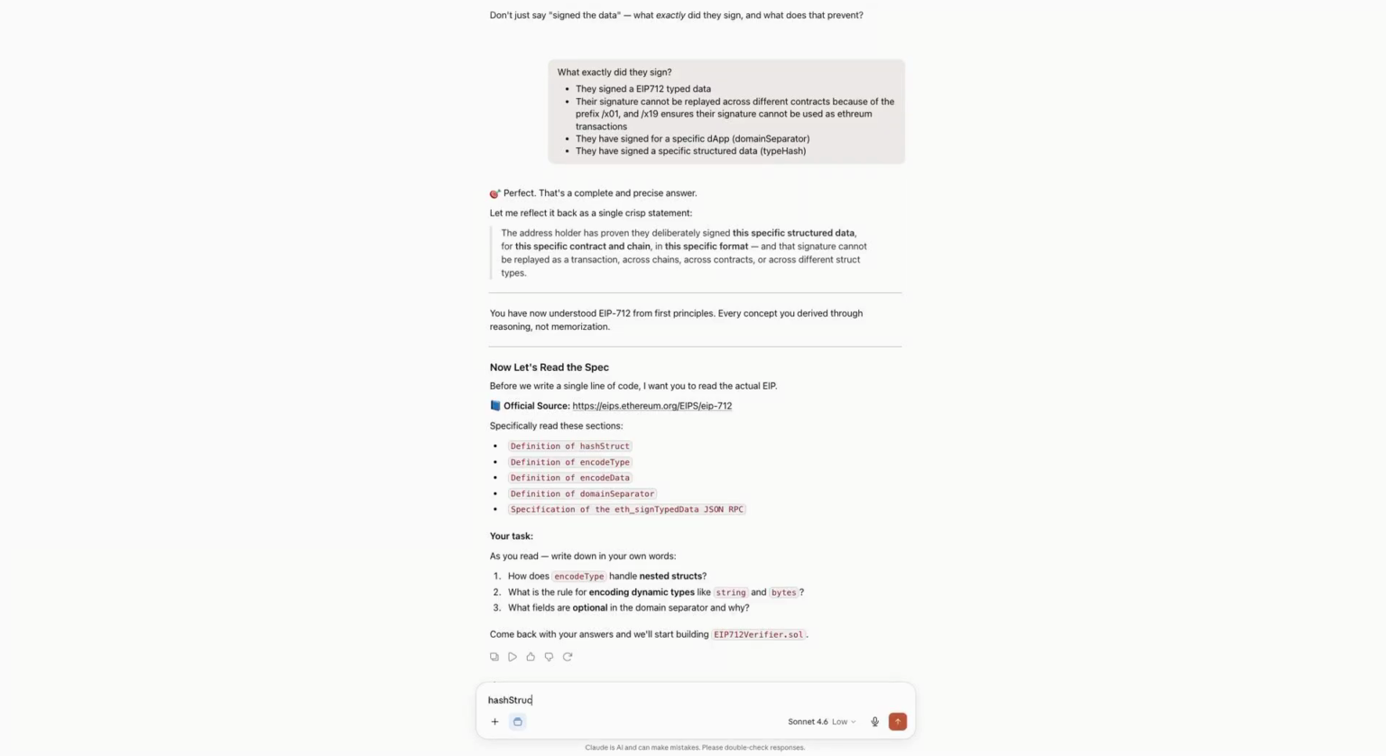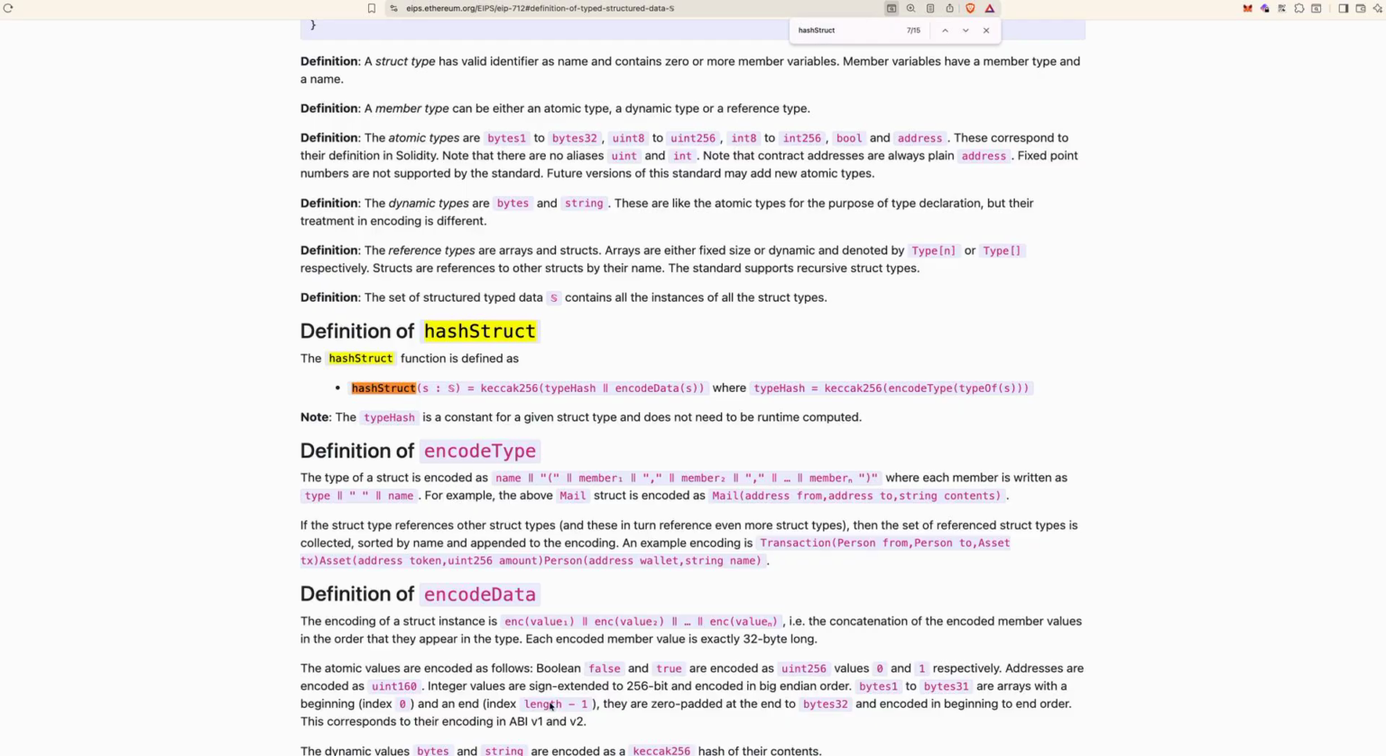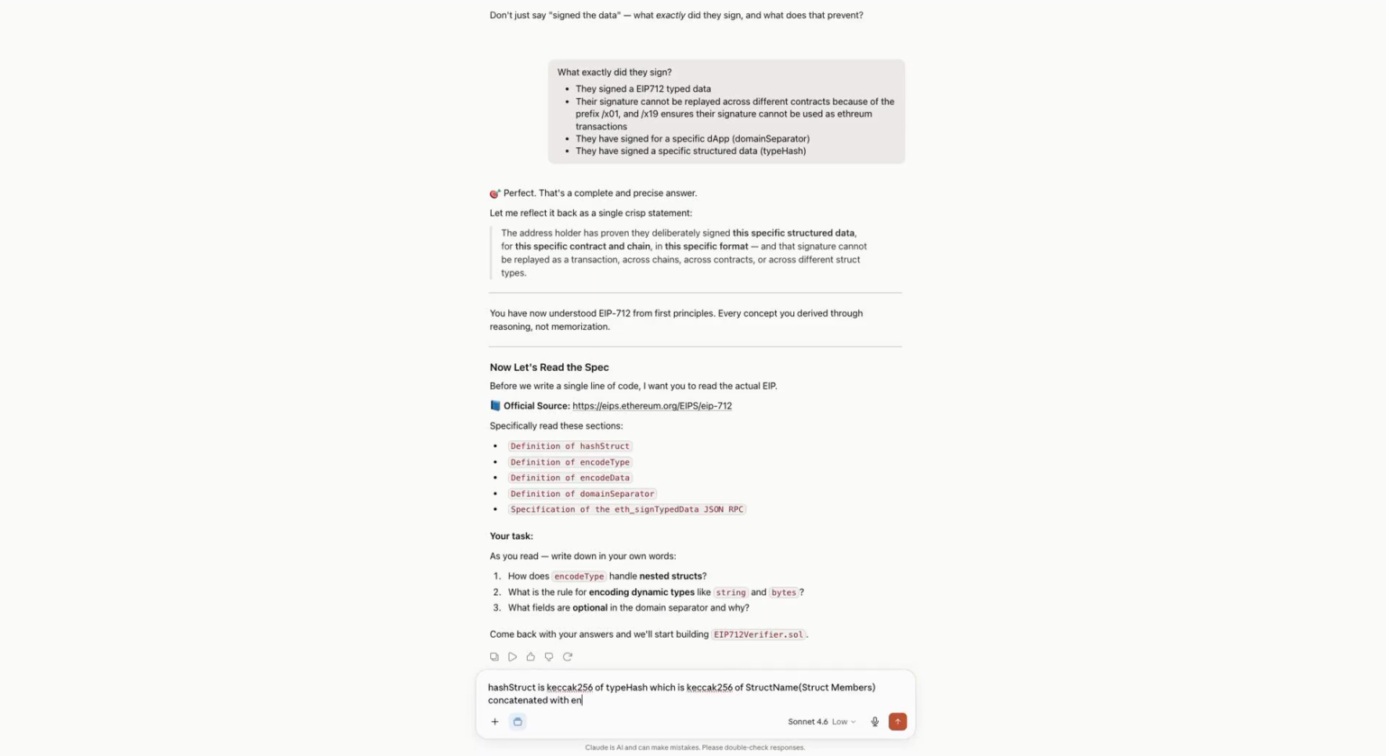so hashStruct is keccak256 hash of typeHash, which is keccak256 hash of the struct name followed by the struct members, concatenated with encodeData(s).